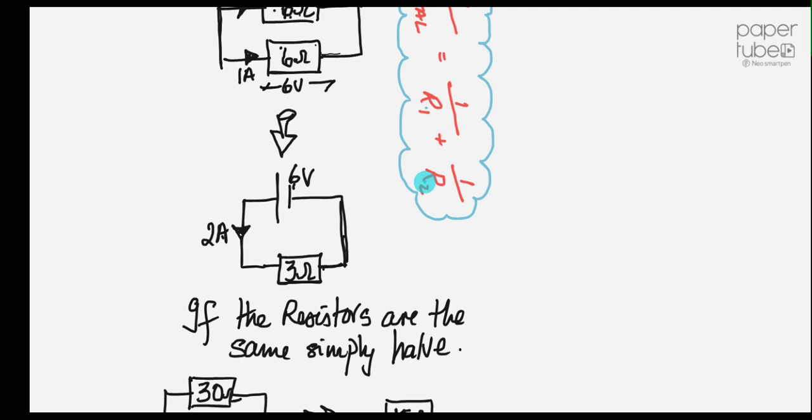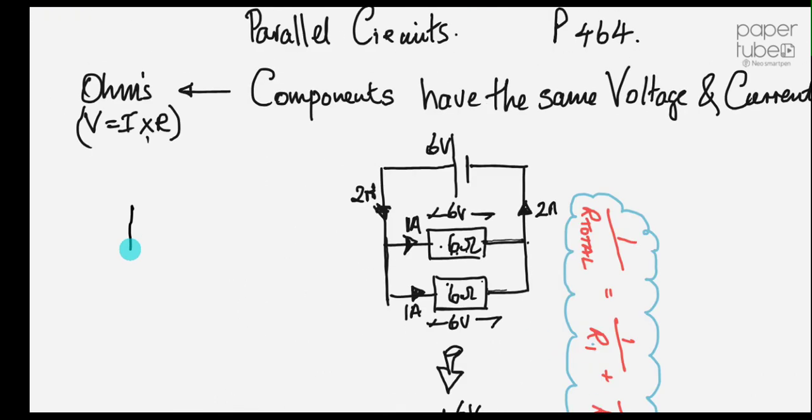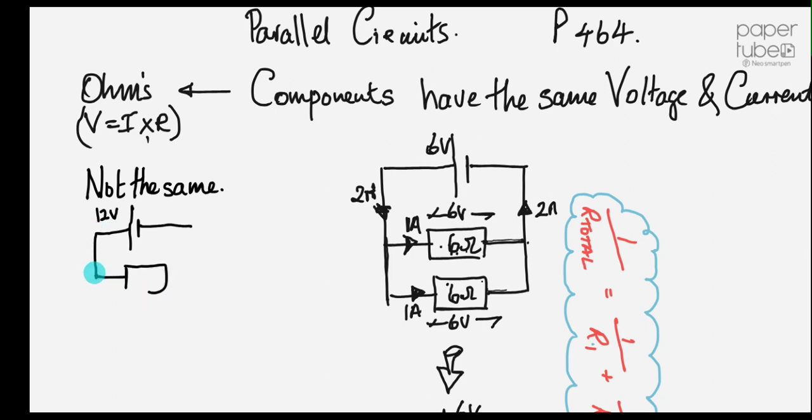So now I want to look at these equal resistors over here. Oh, I want to do ones that are not the same. So here we have a 12 volt supply, right? And here are two resistors in parallel, and the two resistors have different sizes.